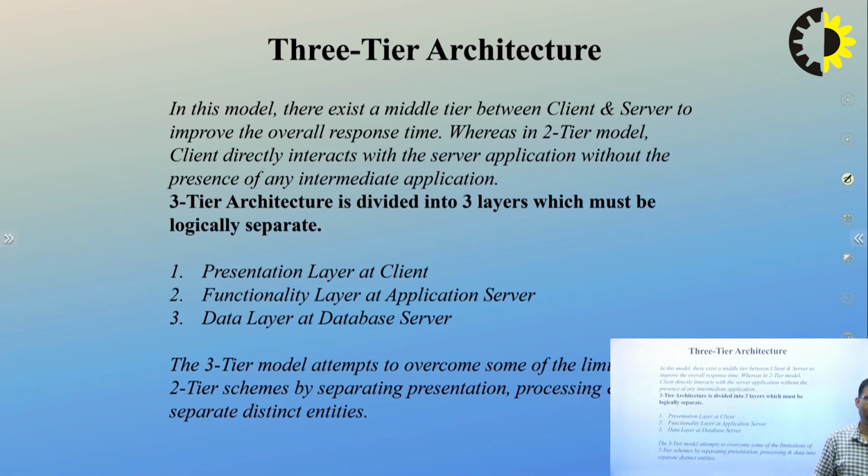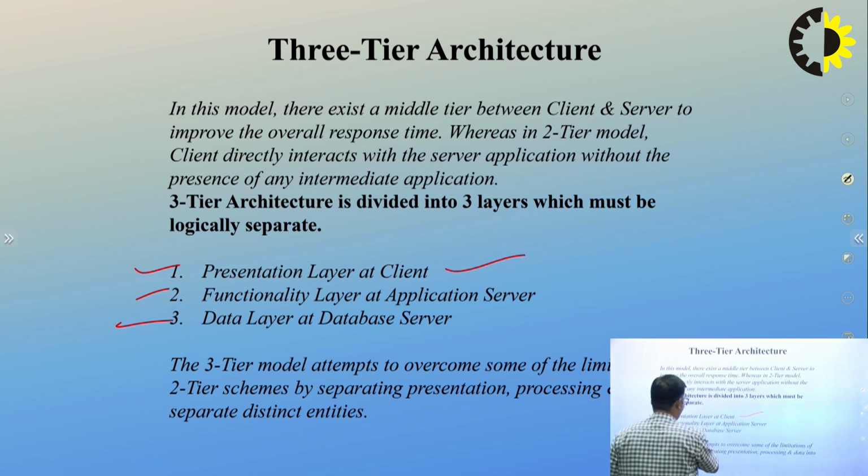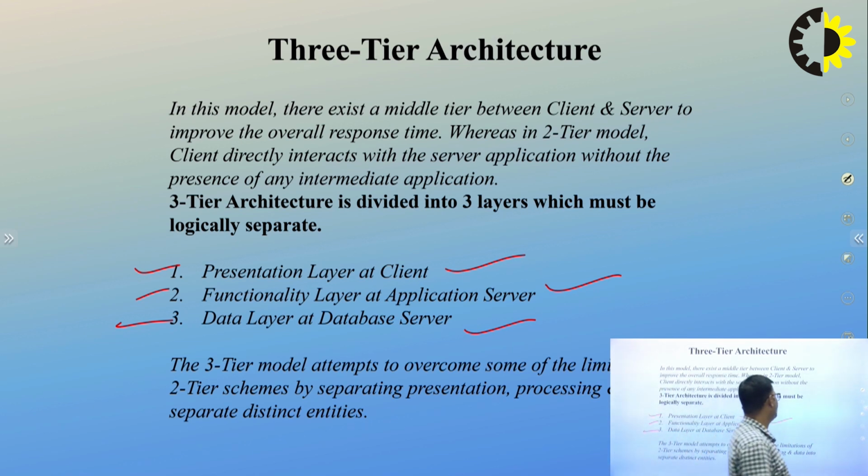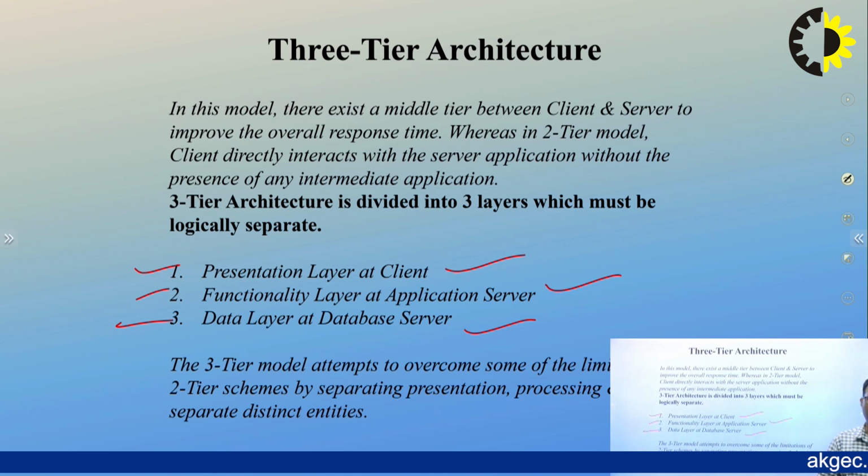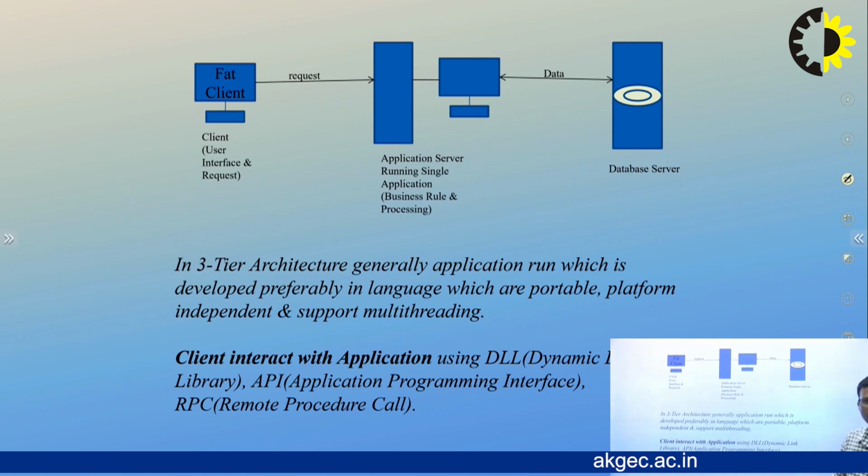Next, three-tier architecture. In a three-tier architecture, we will work on the behalf of three layers: presentation layer at the client, functional layer at the application server, and data layer at the database server. Okay. So three-tier architecture is divided into three layers, which must be logically separated. The three-tier model attempts to overcome some of the limitations of the two-tier scheme by separating the presentation, processing and the data into separate and distinct entities. This is a three-tier architecture.